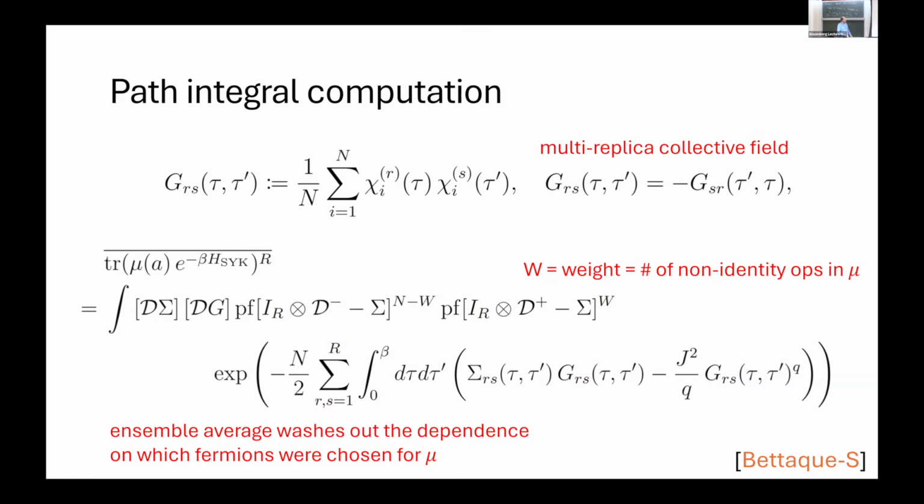So we're still going to do the path integral. We're still going to evaluate the path integral at large N with the saddle point, but we've twisted the boundary conditions of some fraction of our fermions. And of course, when we do the ensemble average, it doesn't actually matter which fermions we chose in our operator. So the only thing that matters is how many fermions there are. Everything depends just on the weight.